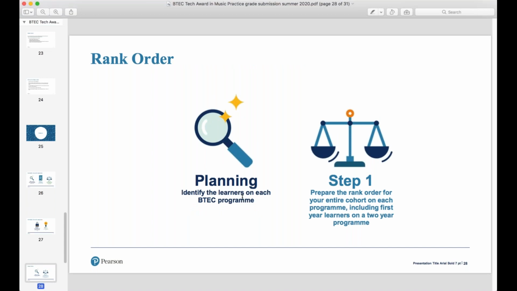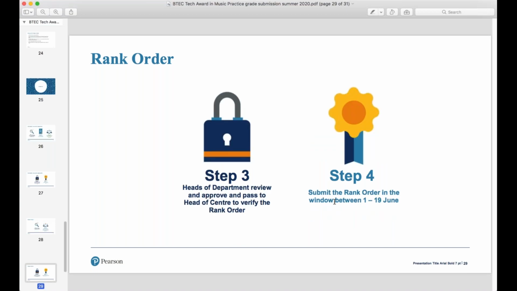For the rank order, the process is to again identify the learners on each programme. You work with colleagues to prepare the rank order for your entire cohort on each programme, and that includes the first year learners on a 2-year programme as well. You would then have this reviewed and approved by the head of department, and then the head of centre will verify the rank order. You'll then submit the rank order in the window between the 1st of June and the 19th of June.